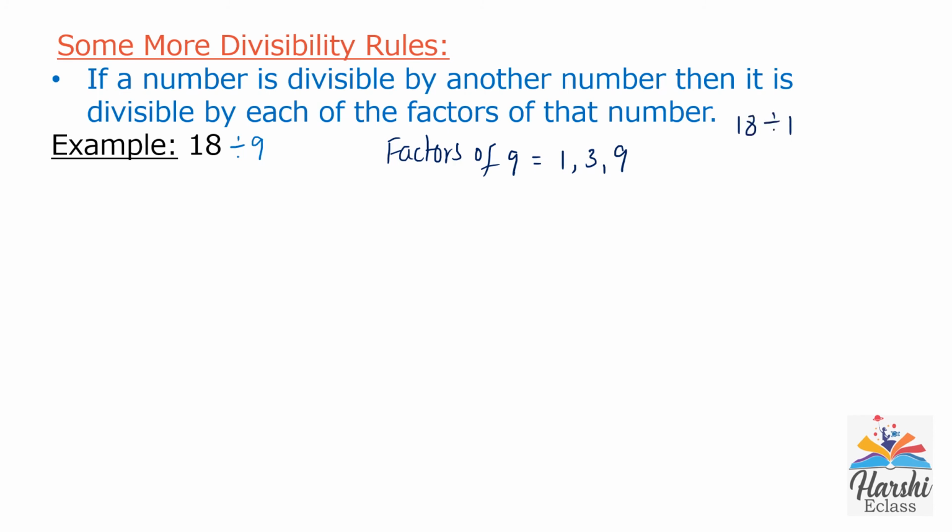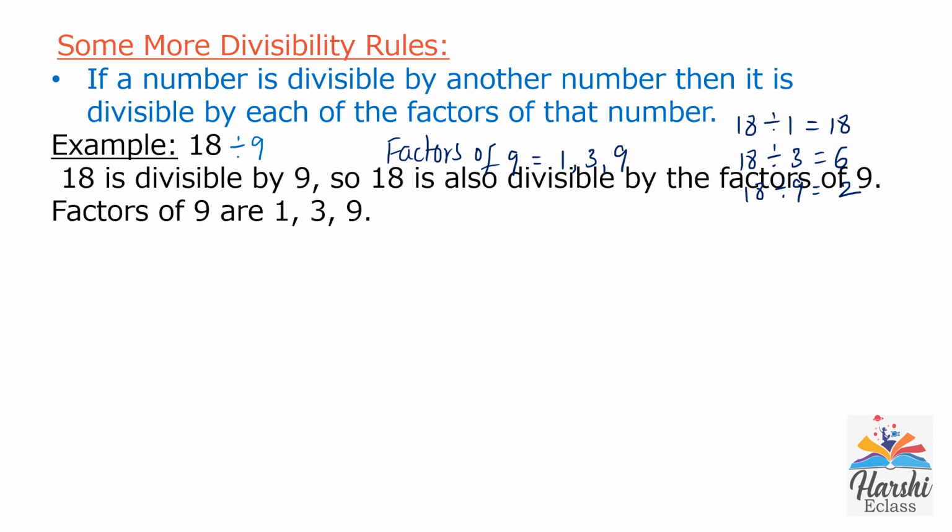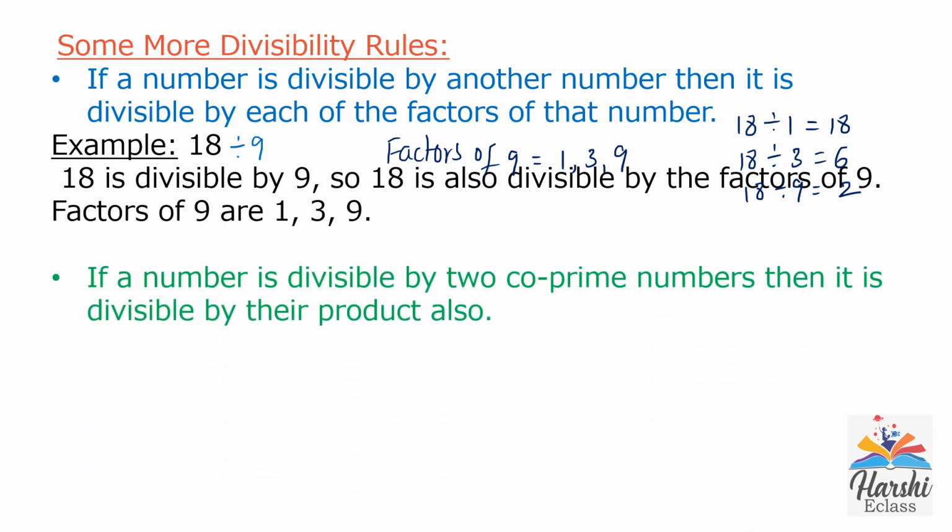Divide and check. 18 divided by 1 is equals to 18, remainder 0. 18 divided by 3 is equals to 6, quotient 6 and remainder 0. 18 divided by 9 is equals to 2, remainder 0. Next rule, if a number is divisible by two co-prime numbers, then it is divisible by their product also.